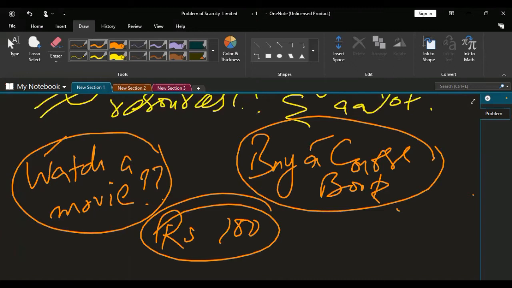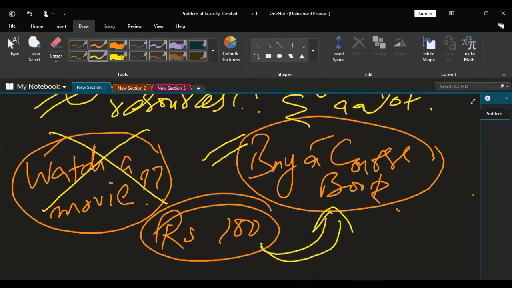The thing that gives you more utility, you will utilize your resources on that item. For example, if buying a book is important for you, then you will allocate your resources towards buying a book rather than watching a movie. If watching a movie is more important for you, then you will sacrifice buying a book and will watch a movie instead of buying a book.